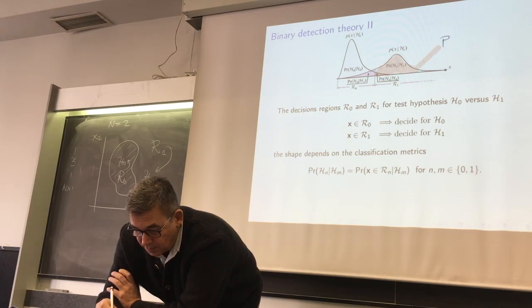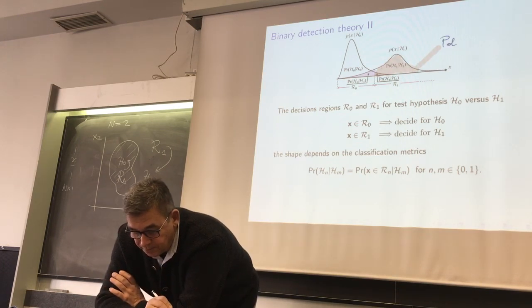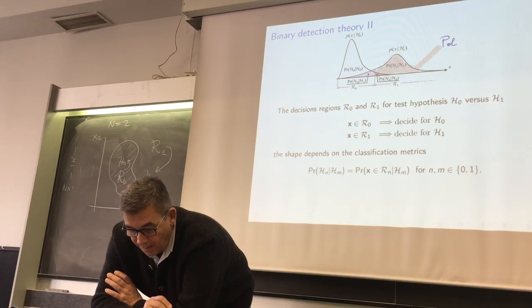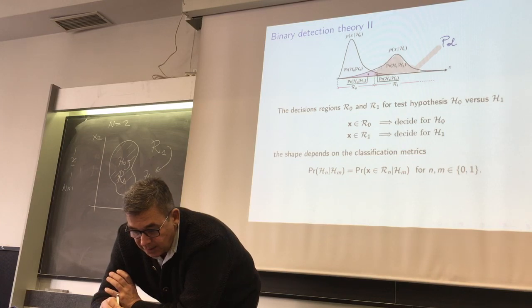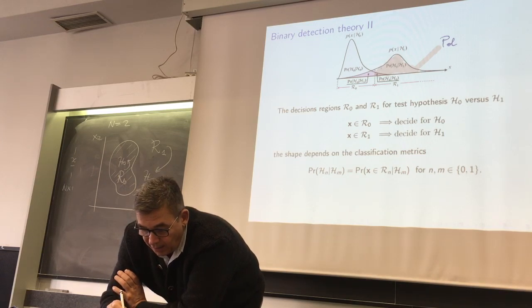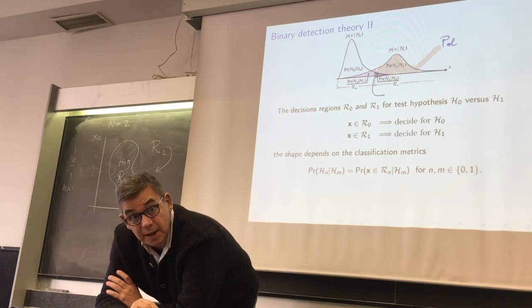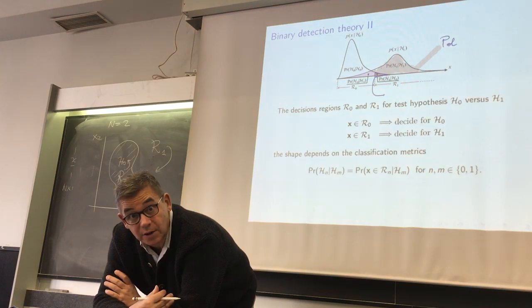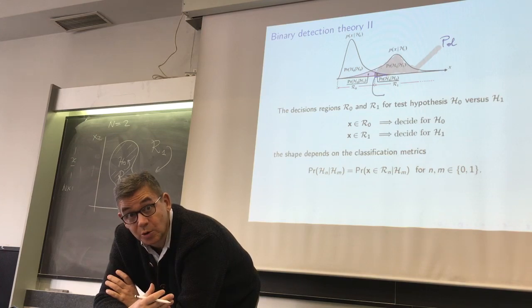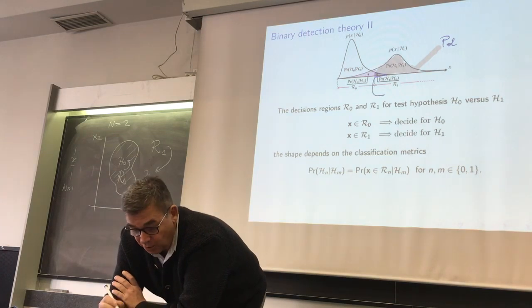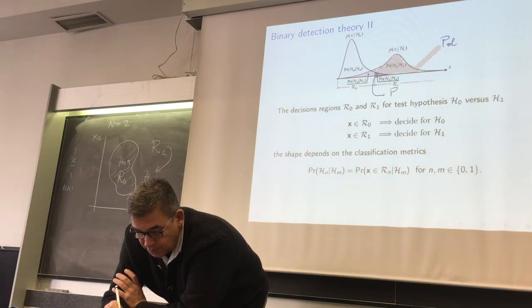This is the detection probability. And the probability that I have H1 even if it was H0, which means the hypothesis H1 holds, I have a tumor, even if I have no tumor, this is the probability of false alarm.